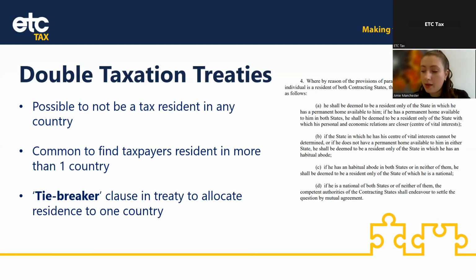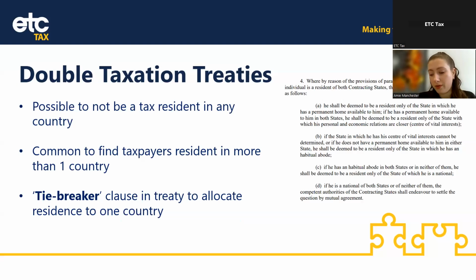So, tiebreaker clause. The first thing to look at is a permanent home. If the client has a permanent home in one country and not another, treaty residence would be allocated to that country. If it isn't obvious from the permanent home, we then need to look at centre of vital interests. This is things such as personal and economic relations, and it would be whichever country the individual has closer ties with. If it's not clear from that, we then need to look at habitual abode.